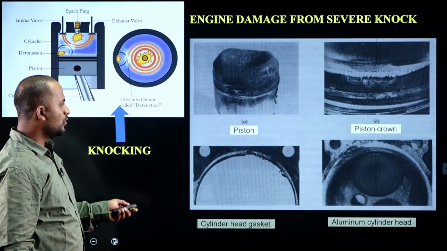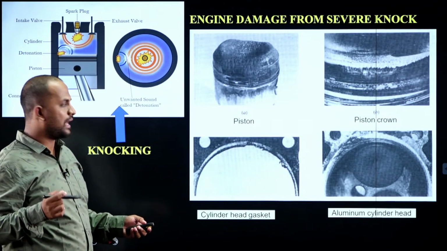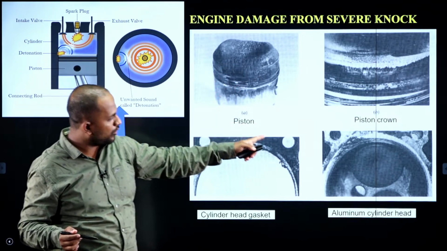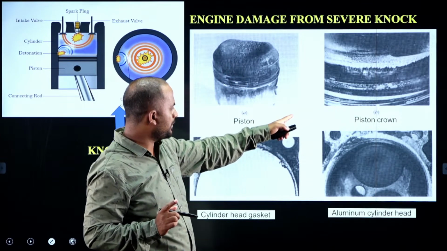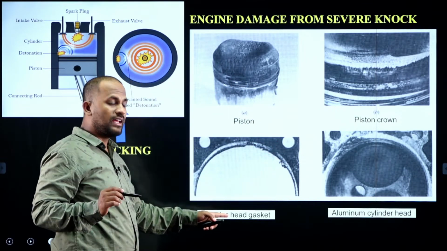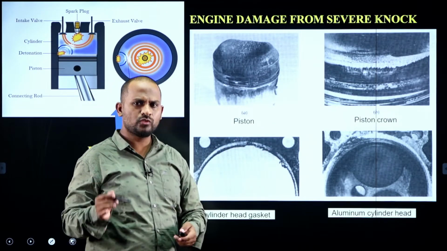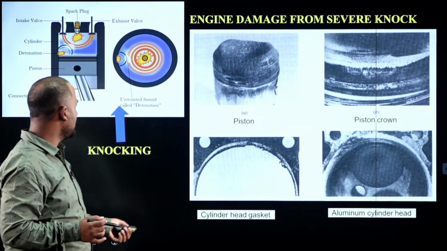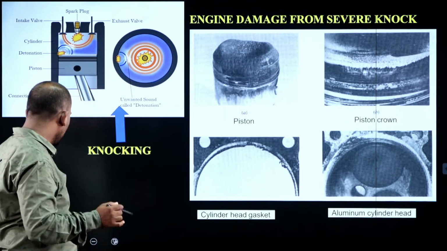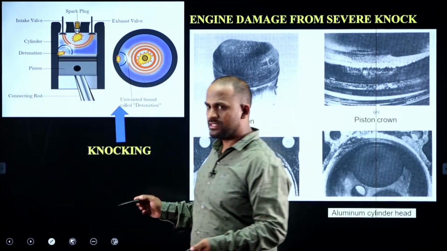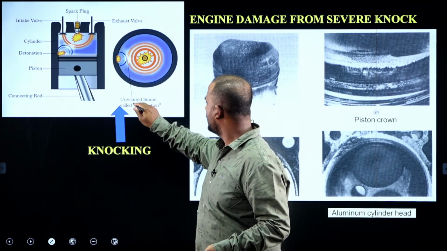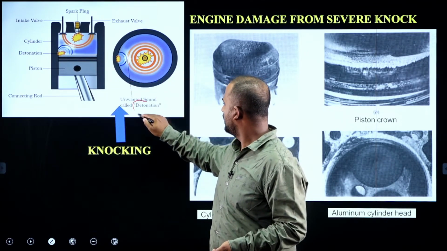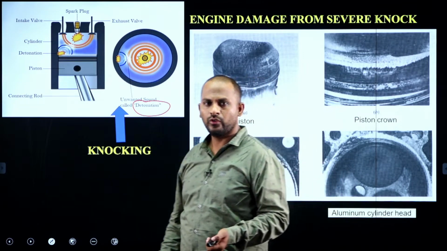Okay. Now we said that there will be engine damage, which we can see here: because of the knocking the piston crown is damaging, and also here we can see the piston crown is damaging, and we can see here the cylinder gasket and also the cylinder head. So all these parts will be damaged because of the knocking in the SI engines. This knocking is called detonation in SI engines.